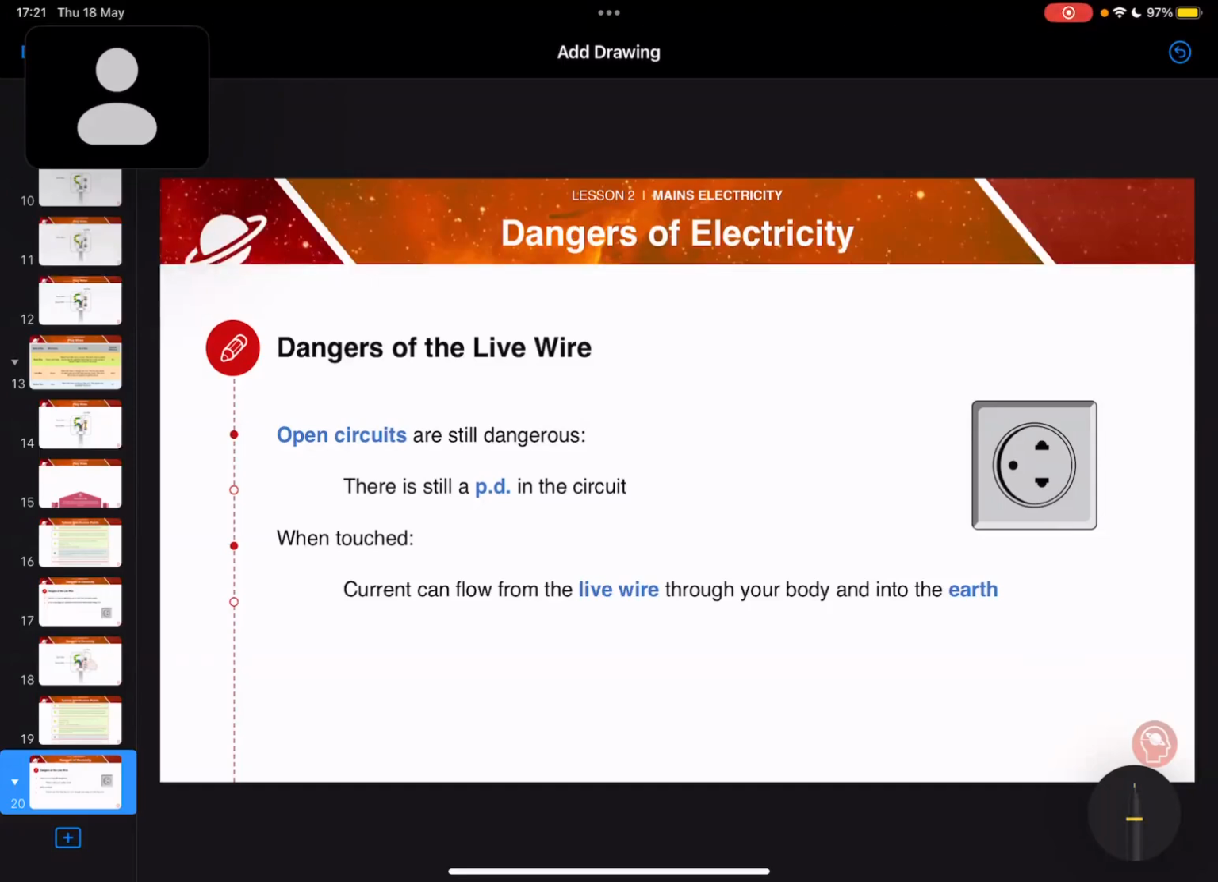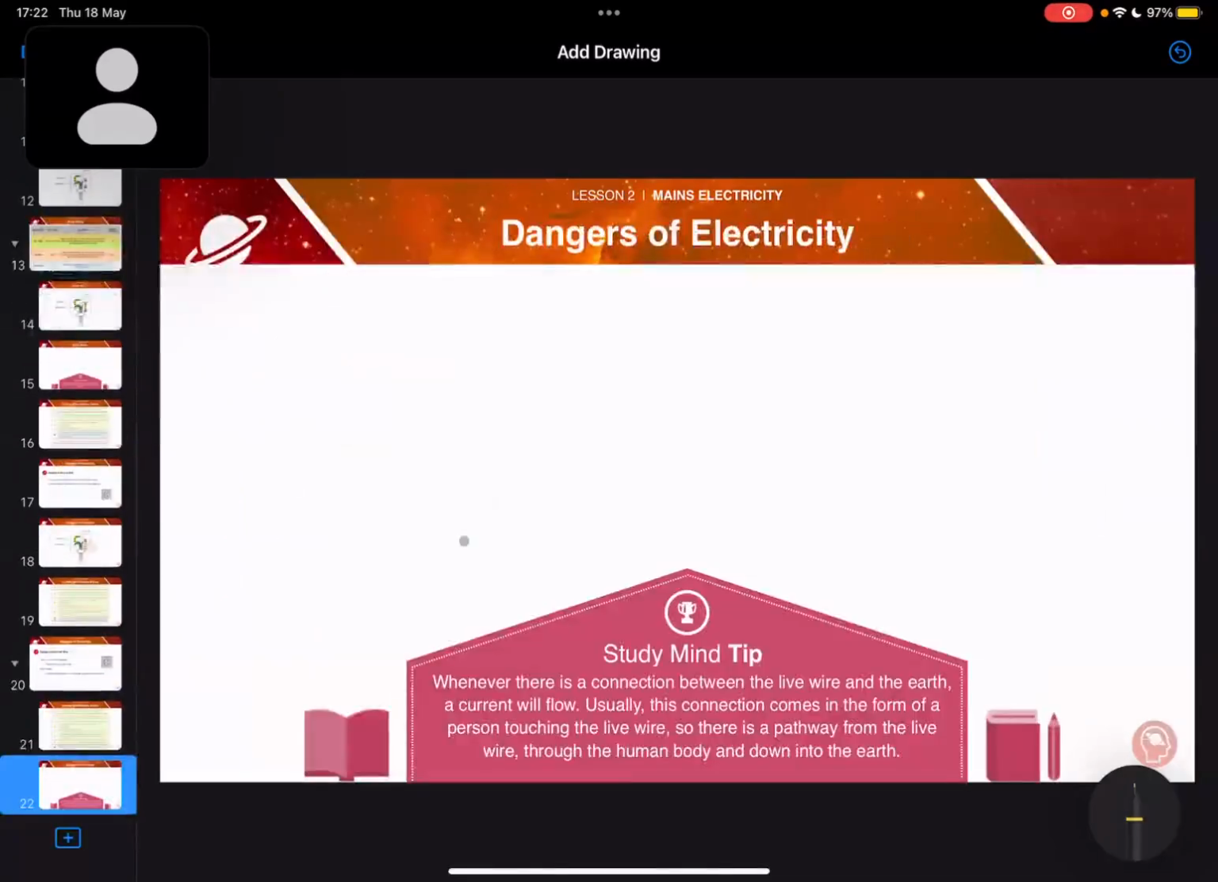And when you touch it, that current that has nowhere to go because it's open can flow from the live wire through your body, because your body is a conductor of electricity, and then through your feet into the earth. So you will essentially complete the circuit if the circuit is open. Whenever there is a connection between the live wire and the earth, a current usually flows. Usually this connection comes in the form of a person touching the live wire. So there is a pathway from the live wire through the human body and down into the earth, because we know that human bodies are conductors of electricity. Okay.